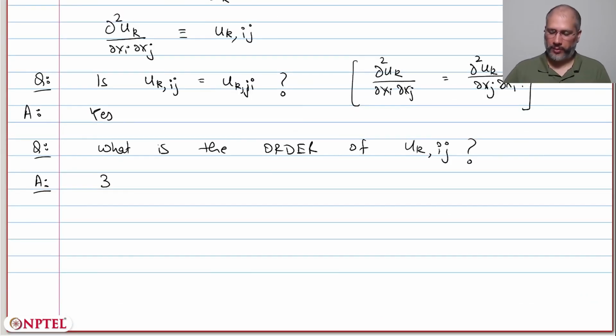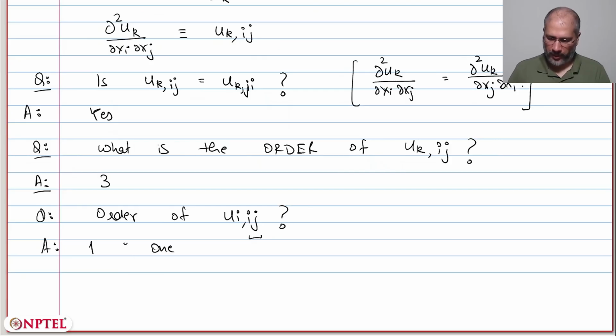So let's try one more question. What is the order of ui comma ij? So in this case, we only have one free index, that is j. So the order becomes 1 because we have only one free index.